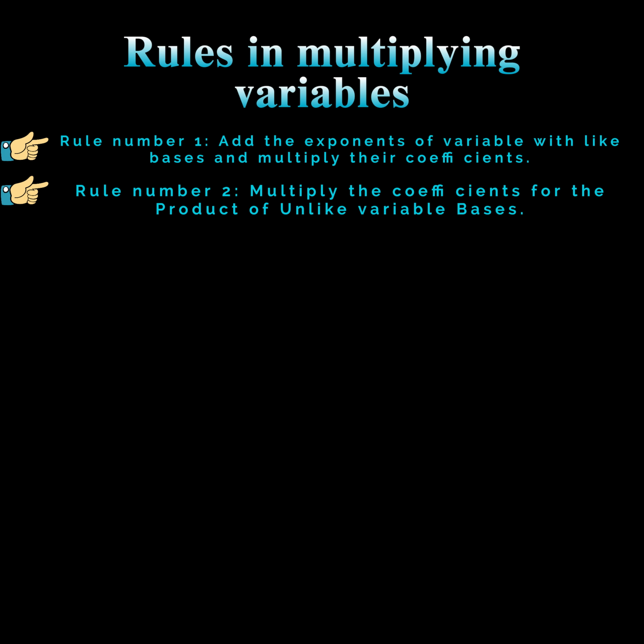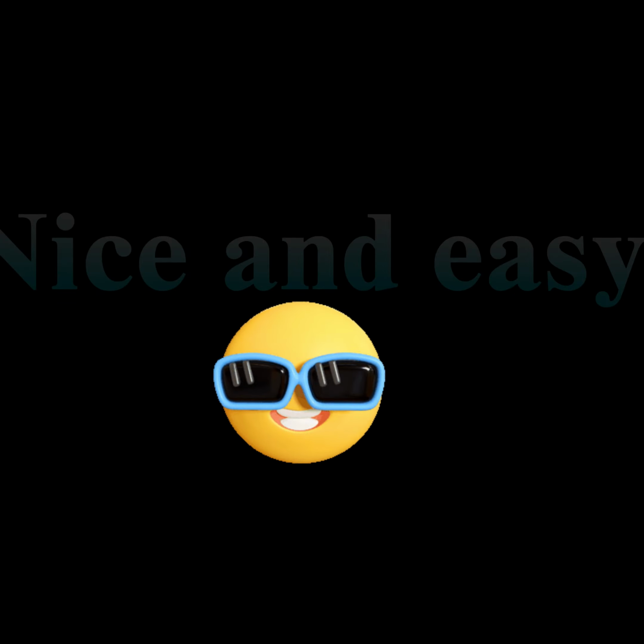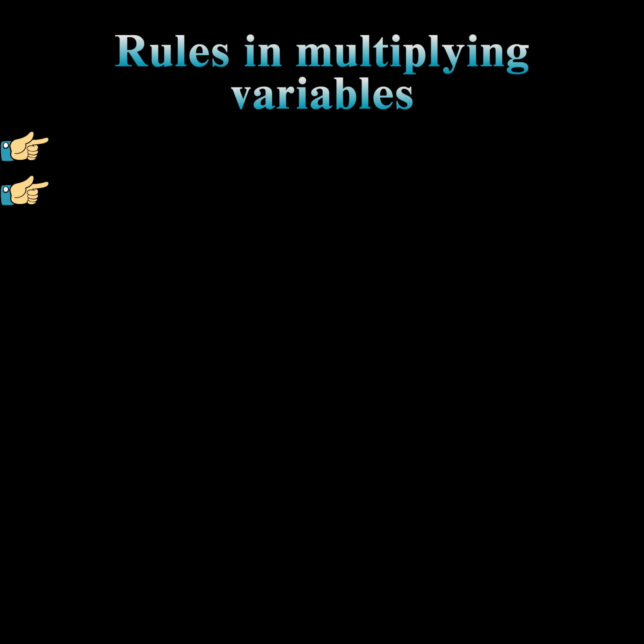Rule number 2. Product of unlike variable bases. When multiplying variables with different bases, you simply multiply the coefficients and then copy the variables. For example, 3x raised to the power of 2 times 2y raised to the power of 3 equals 3 times 2 is 6, the product of the coefficients, and then simply copy the variables along with their exponents. Therefore, the answer is 6x raised to the power of 2 times y raised to the power of 3. Nice and easy.